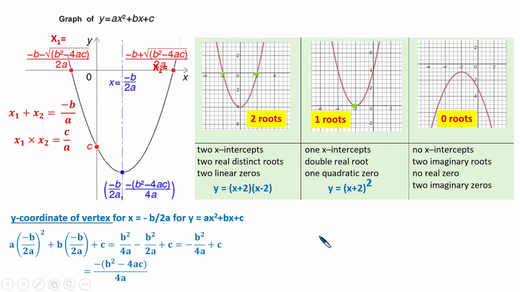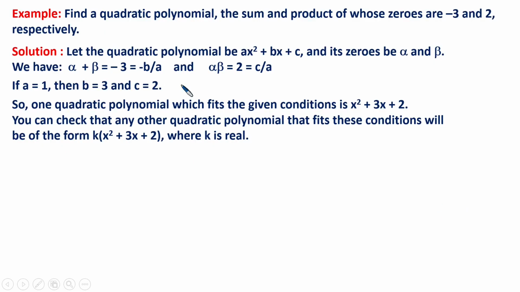These imaginary numbers are complex numbers. Now an example: find a quadratic polynomial, the sum and the product of whose zeros are minus 3 and 2. Sum is minus 3 and product is 2. So that is, I have a quadratic equation. Alpha plus beta is minus 3.